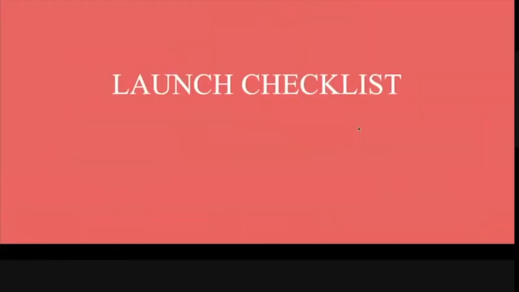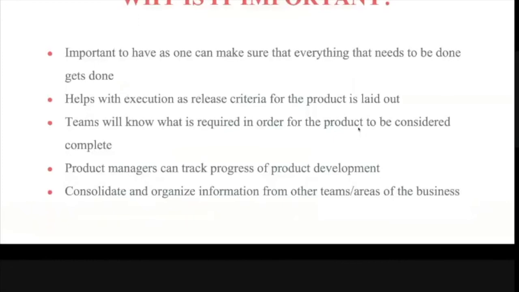So going over the launch checklist. Why is this important? It's important to have, as one, to make sure that everything that needs to be done gets done. It helps with execution as release criteria for the product is laid out. Teams will know what is required in order for the product to be considered complete, and product managers can keep track of progress of product development, and also organize information from other teams of the business.